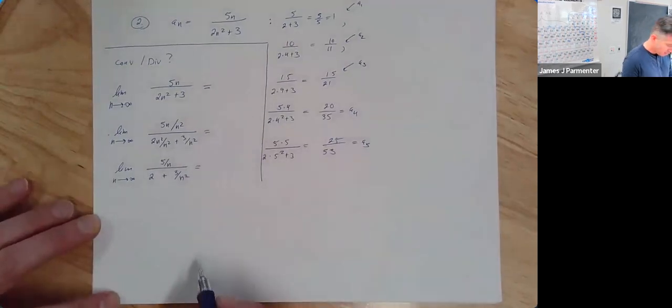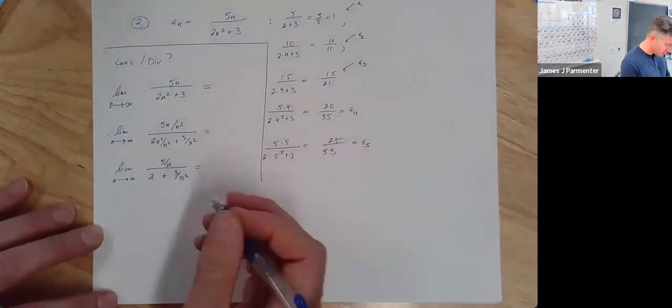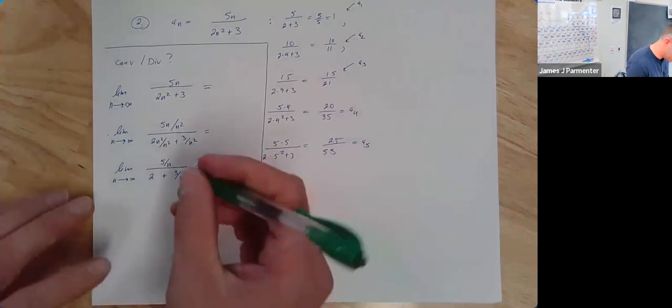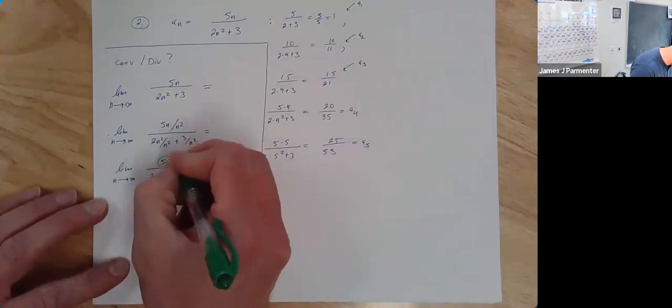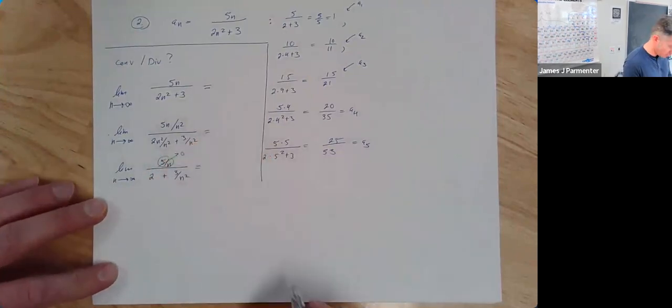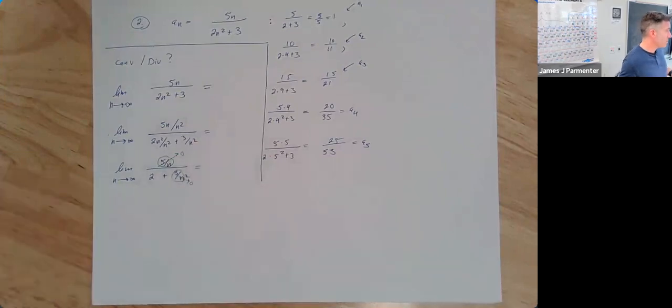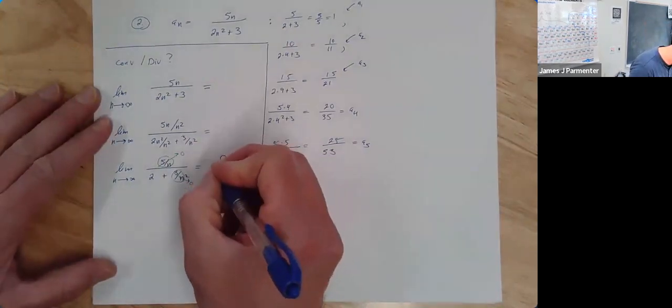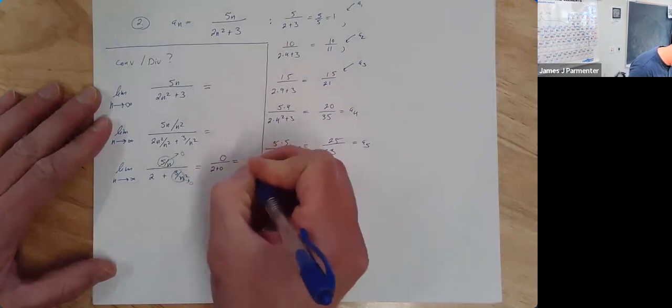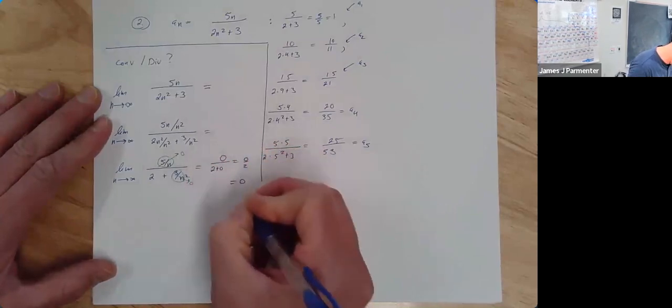So here, as n gets really, really large, 5 over n is going to be infinitesimally small. That's going to go to 0. So is 3 over n squared. Because as we're going to see over and over and over again, fractions where the denominator gets really, really big, that fraction itself gets really, really small. That's 0 over 2 plus 0, and 0 divided by 2 is 0.